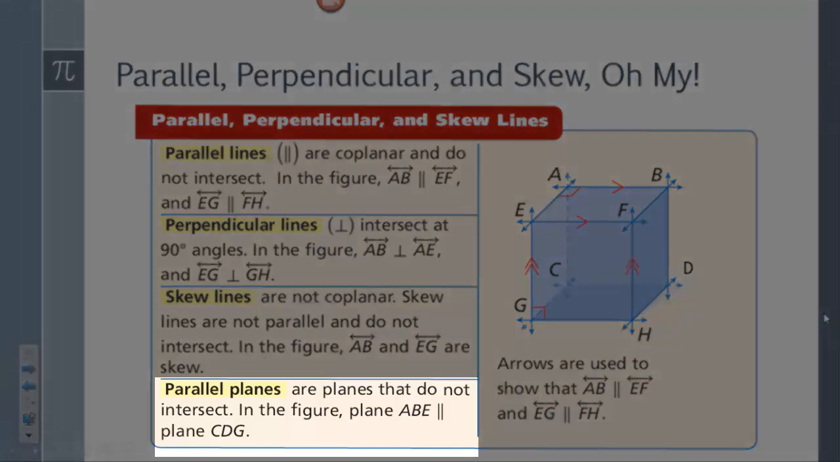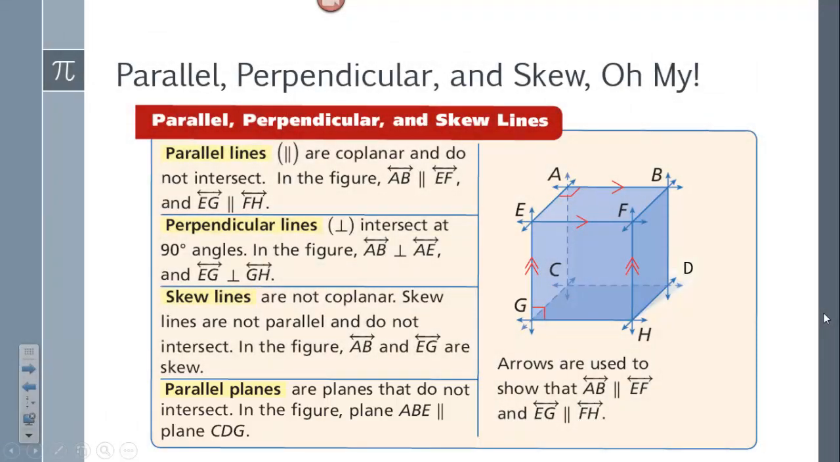And then finally, parallel planes are planes that do not intersect. In this figure, plane ABE and plane CDG would be considered parallel. So in any three-dimensional figure, those faces that are opposite each other are parallel.